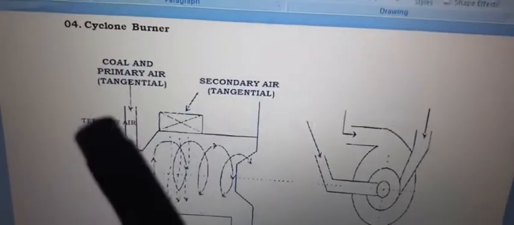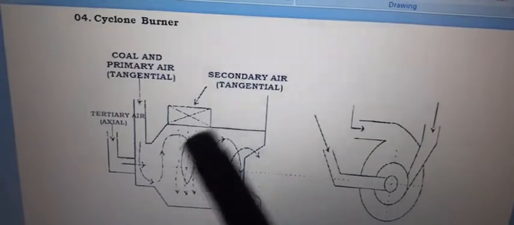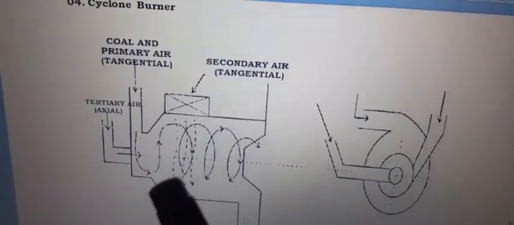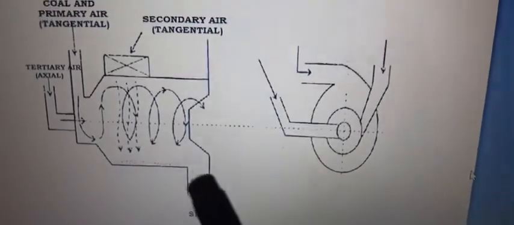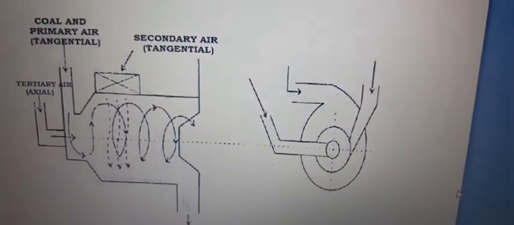Here in the cyclone burner, coal and primary air tangential and secondary air tangential are shown here, and you can see the waveforms. Afterwards it forms as slag.